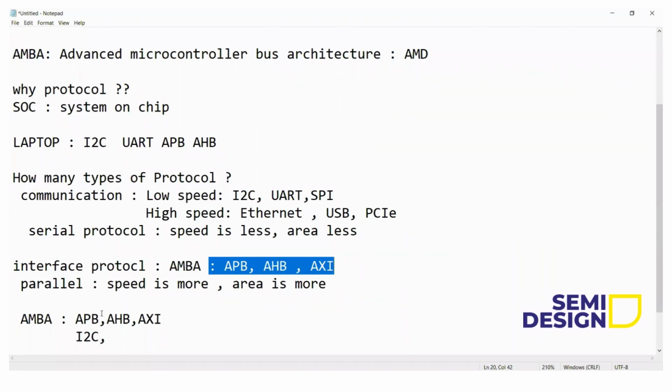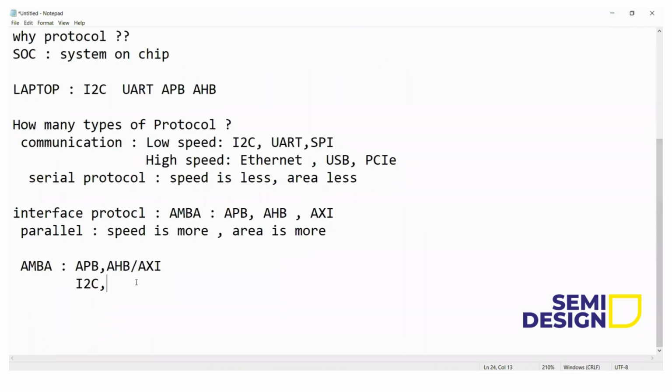As a fresher, you can learn only one protocol between AXI and AHB, because these two are very similar, and APB is a must. Okay, so these things you have to learn. So now, going through this, what is this APB protocol?